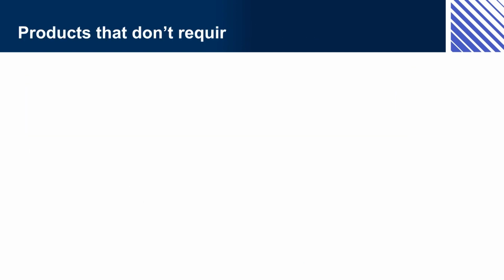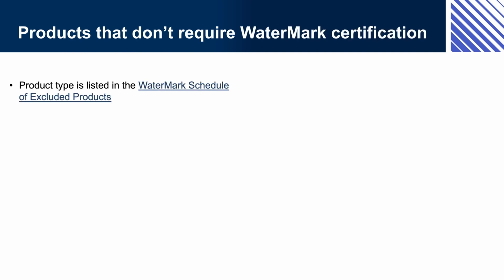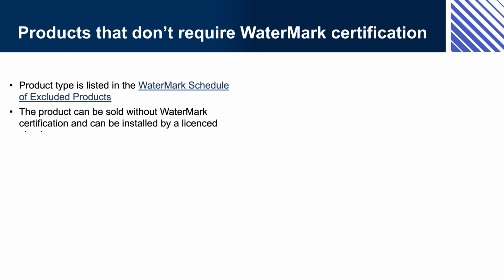Products that don't require WaterMark certification. The product type is listed in the WaterMark Schedule of Excluded Products. The product can be sold without WaterMark certification and can be installed by a licensed plumber. Its use may still pose risks to people and infrastructure.